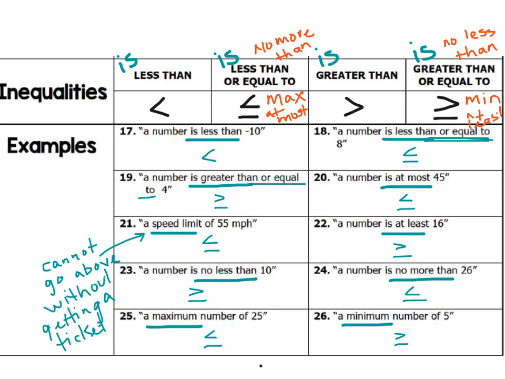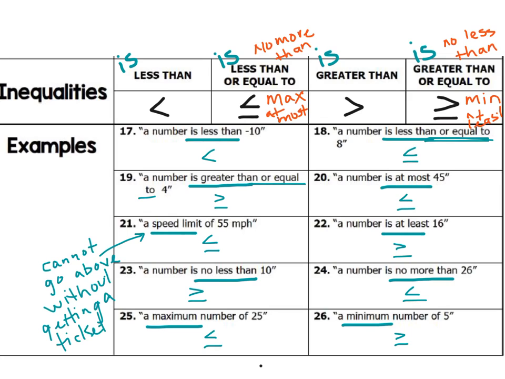Number 21 is kind of a logic thing. If the speed limit on the road is 55 miles per hour, you're allowed to drive 50 miles per hour in that zone without risk of getting a ticket. But if you start going above that 55, that's when you would risk getting a speeding ticket. So a speed limit of 55 indicates that you could go equal to 55 or below. Okay, so that's why we use the less than or equal to symbol there.